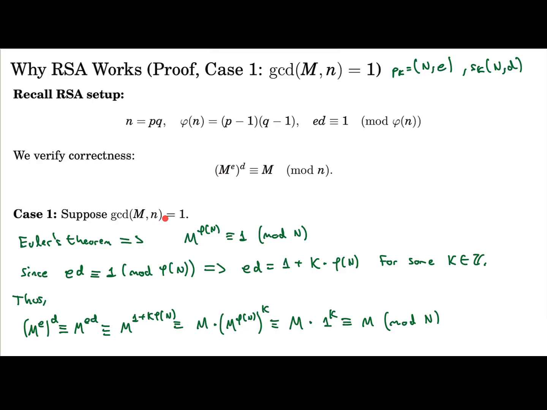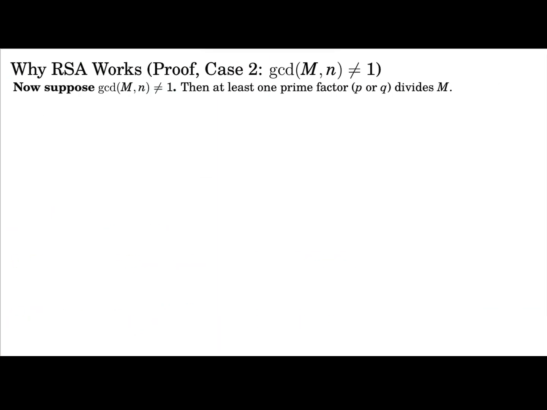So now let's look at the other case. Suppose now that they are not coprime. Suppose that the GCD of M and N is not 1. Now what does that mean? That means that at least one of the prime factors, P or Q, must divide M. So remember that N is equal to P times Q. This is the factorization of N. So if they share a common divisor, it needs to be either P or Q.